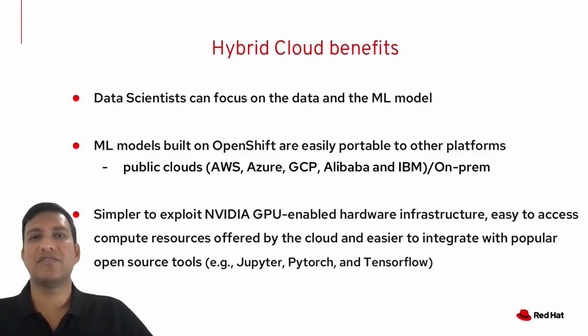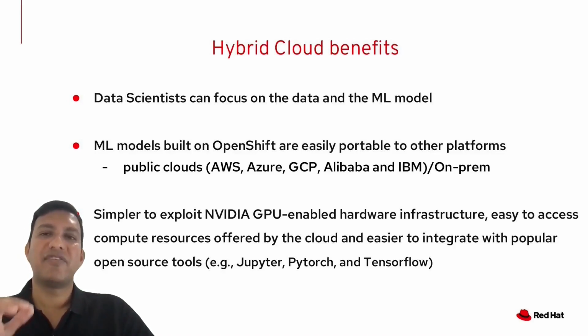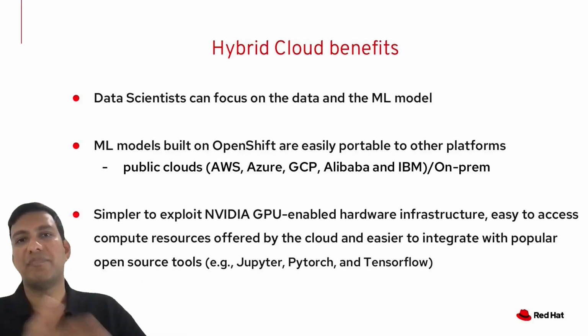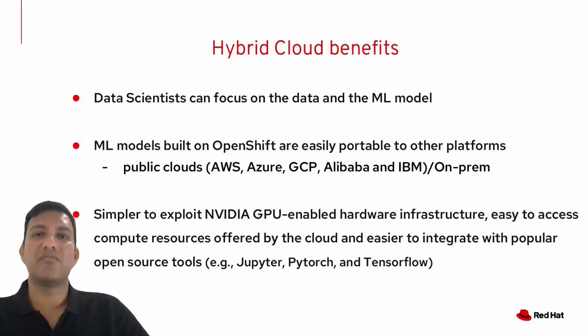Some of the advantages of running machine learning modeling on OpenShift are data scientists can just focus on the data and the machine learning model. They don't have to worry about the underlying infrastructure or pipeline creation needed for repeatability. It's all taken care of. With OpenShift, data scientists can execute their models leveraging the compute resources offered by the cloud or run it against the on-prem data. The machine learning models generated are portable across public clouds or on-prem.